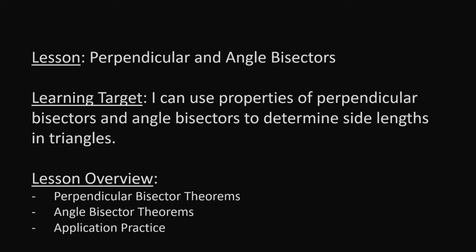All right, geometry students, today we are moving into our lessons about relationships within triangles, and we're going to start with perpendicular and angle bisectors. We should be able to use properties of perpendicular bisectors and angle bisectors to determine side lengths in triangles. So in this lesson, we're going to talk about the associated theorems and work on some application practice. Make sure that you're following along with your guided notes, and let's get started.